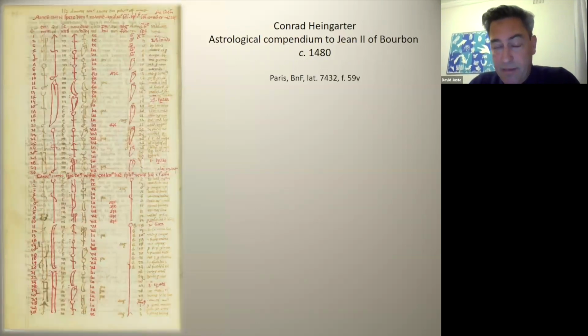And this is my last table. Then I will stop to have some time for questions. This is Konrad Heingarter in his famous beautiful astrological manuscript, full of text and tables, that he wanted to dedicate to Jean II, Duke of Bourbon.